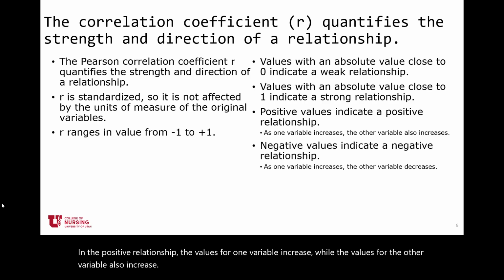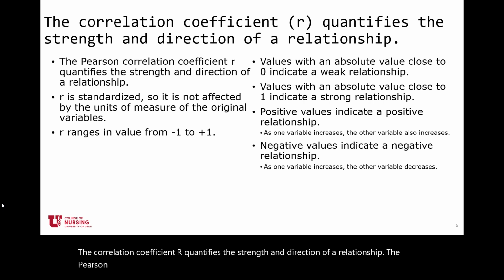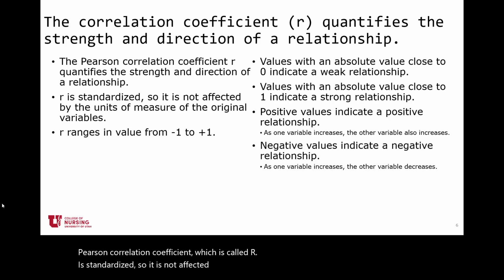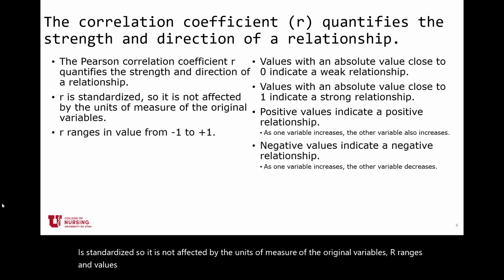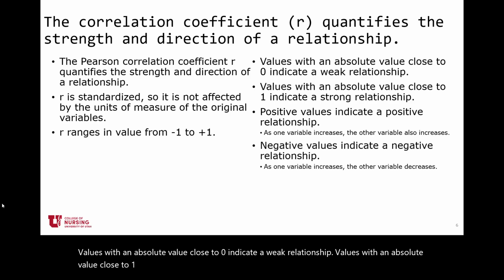The correlation coefficient R quantifies the strength and direction of a relationship. The Pearson correlation coefficient, which is called R, is standardized, so it is not affected by the units of measure of the original variables. R ranges in values from -1 to +1. Values with an absolute value close to 0 indicate a weak relationship. Values with an absolute value close to 1 indicate a strong relationship.